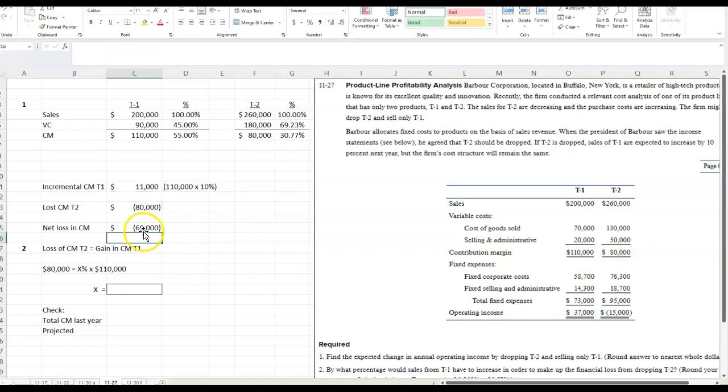So our net loss in contribution margin is $69,000. So the change in our annual net operating income is going to be $60,000.